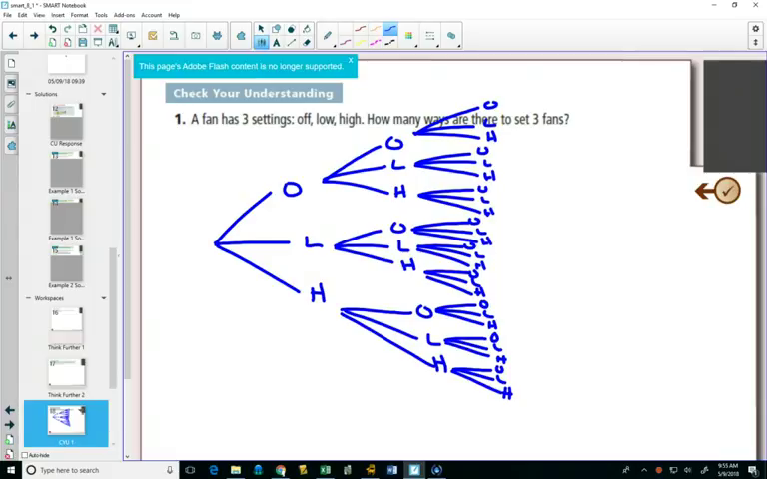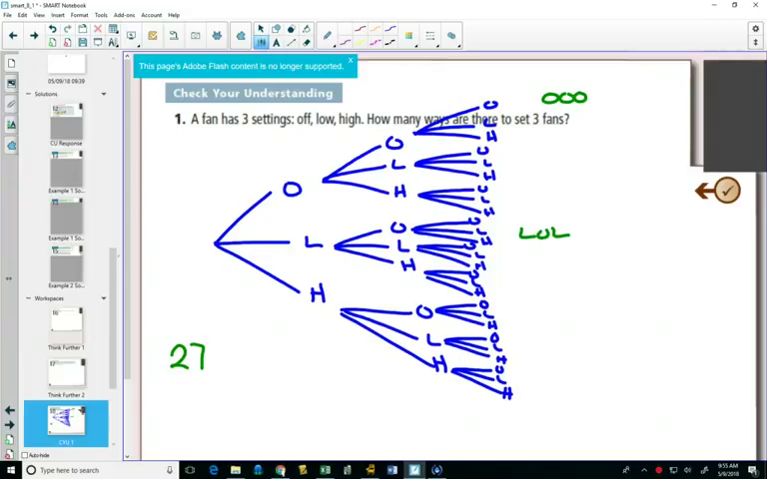And if you wanted to look at one of these branches, you could just pick a random branch and say, this one here, that would be one example. But you could list them all, and go on and list all 27 if you wanted to. But this question isn't asking you to list them all. It's just saying, how many are there in total? 27. And so this would be one way, using a tree diagram, to systematically show all 27.